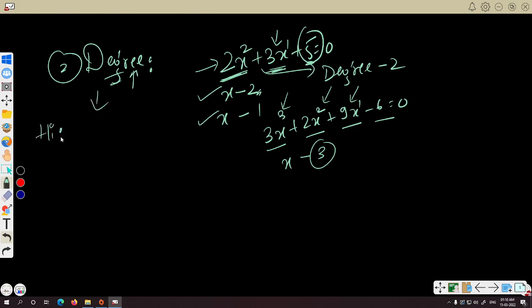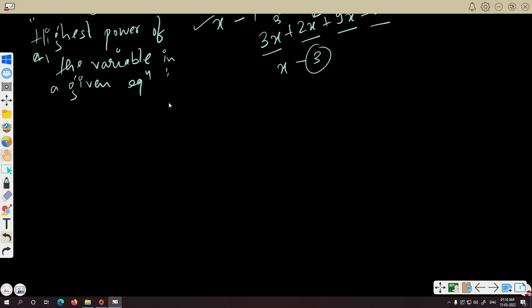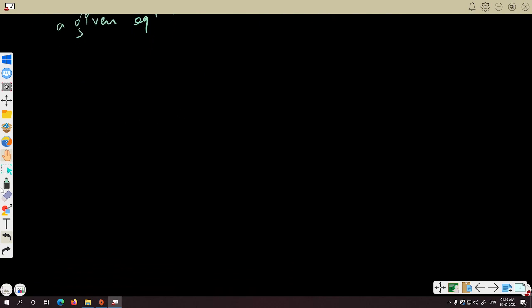It is defined as the highest power of the variable, highest power of the variable in a given equation. I hope this is very much clear to you. Now we will move on to the chapter. The chapter name is linear equation in two variables.